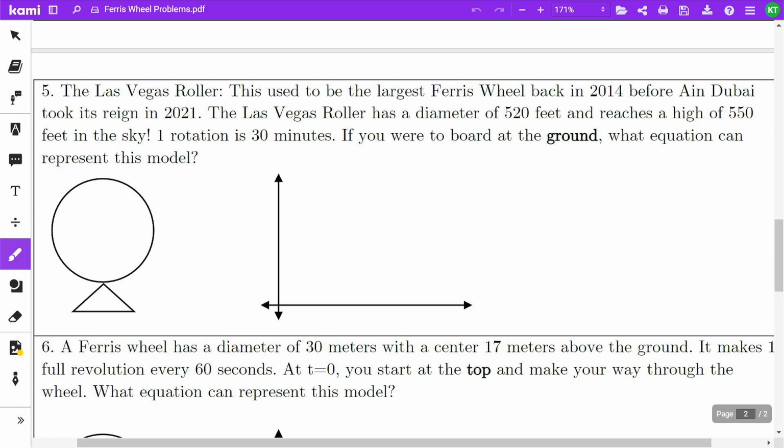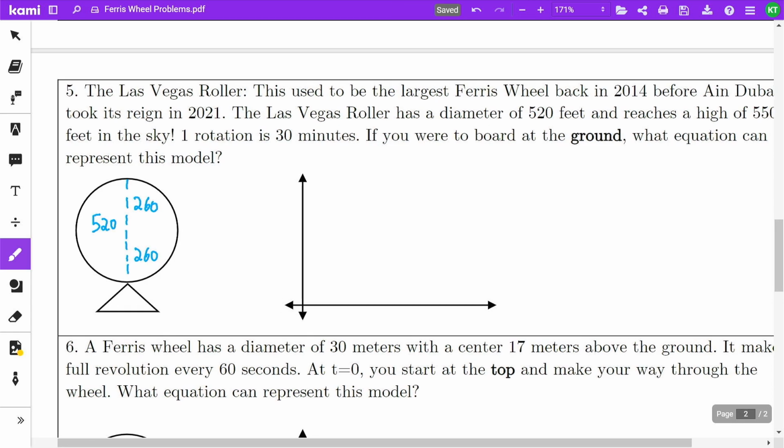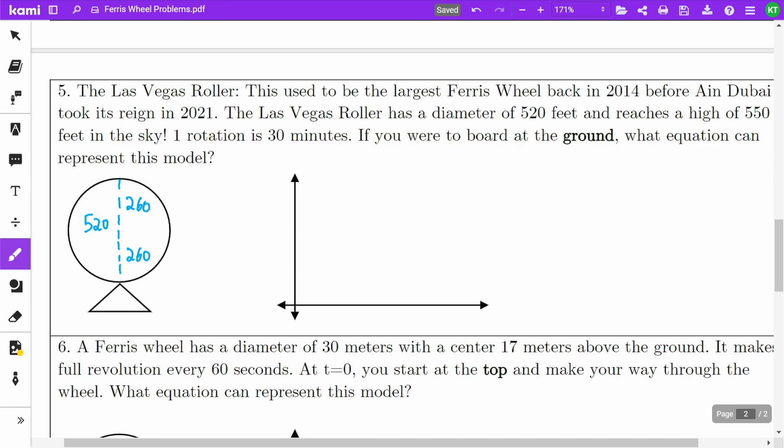All right, so let's work through some Ferris wheel application problems. In this one, we have a Ferris wheel which has a diameter of 520 feet. And we're going to break that apart to find its radius, which is going to be 260 feet. And the highest point it reaches is going to be 550 feet off the ground. So the whole entire Ferris wheel will equal 550 feet.